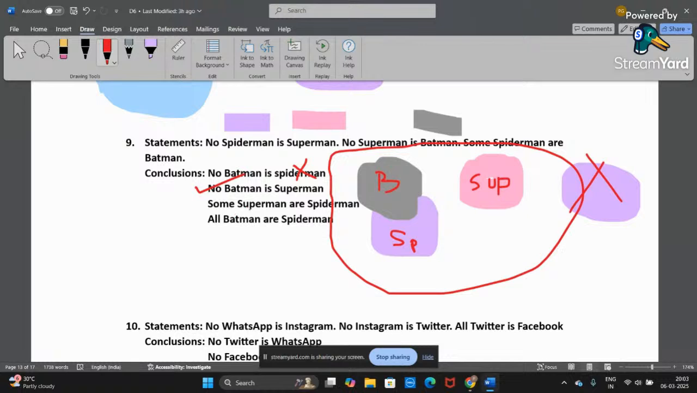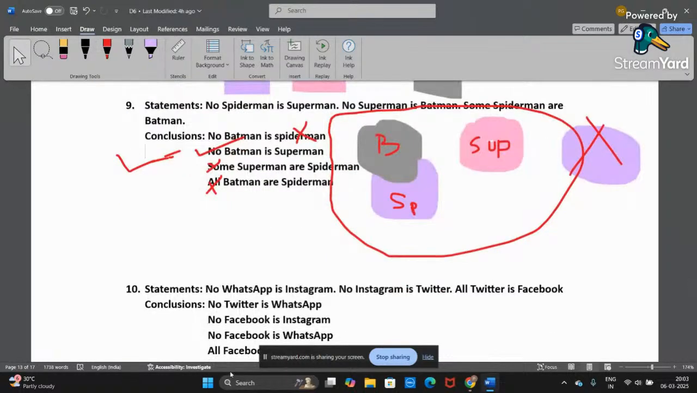So we'll check the rest of the two. Some Superman are Spider-Man. No, this third conclusion is wrong. All Batman are Spider-Man. Even this is wrong. Only the second conclusion is right. Now let's move on to next one.